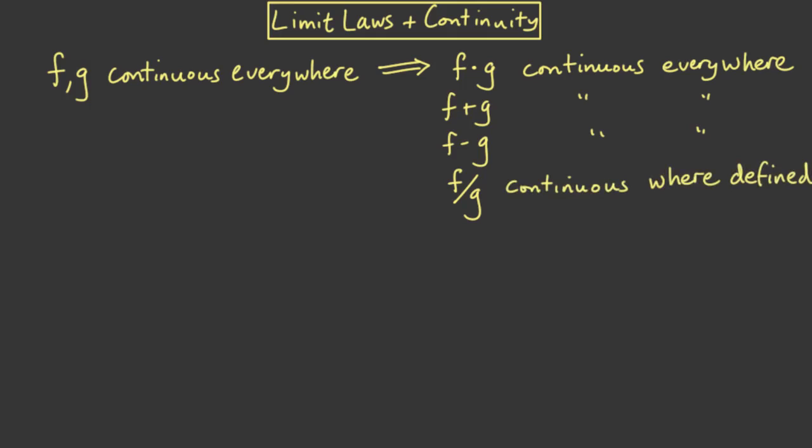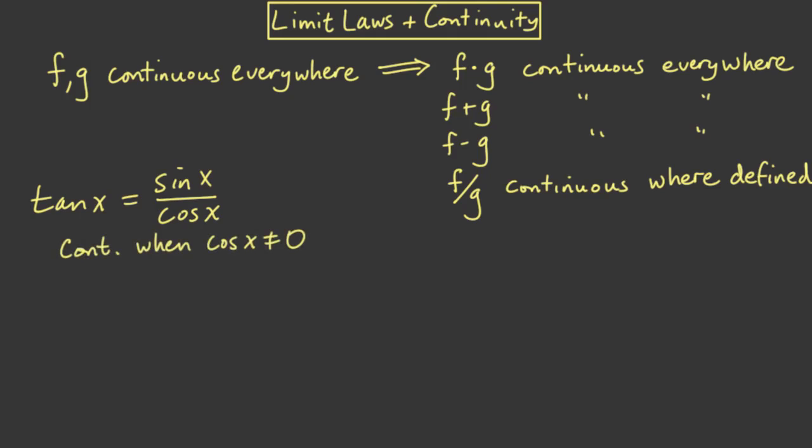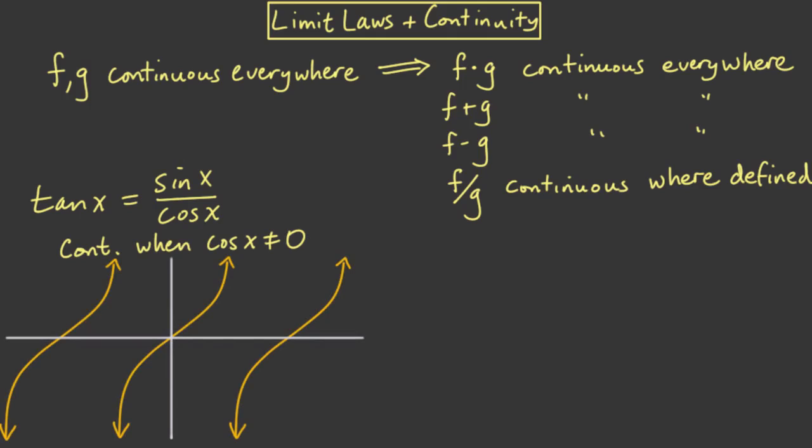So, for instance, tangent is sine x over cosine x. And that's the quotient of two functions which are continuous everywhere. So the tangent function will be continuous at all points where cosine x is not 0. And if you remember the graph of the tangent function, this should make sense. The graph looks like this, and it's continuous everywhere except for these points where there are breaks, and that's minus pi over 2, etc. Exactly the places where cosine is 0.